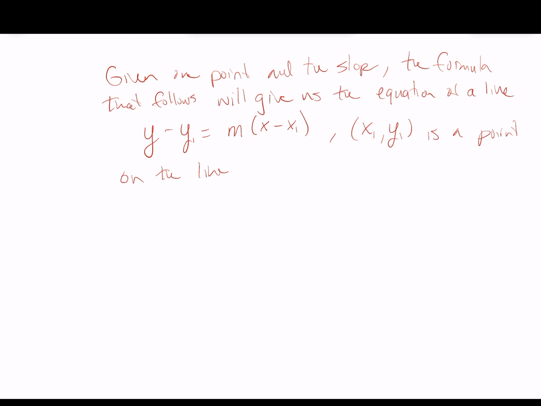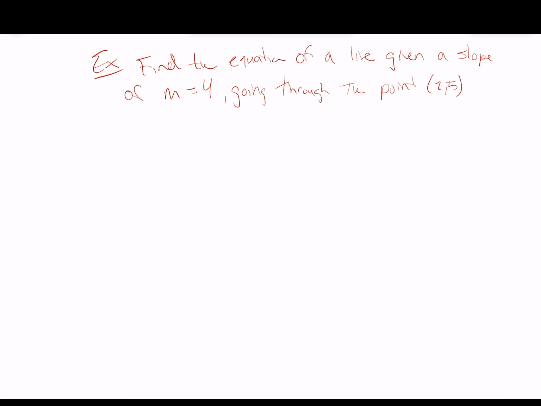So let's try an example where we will be finding the equation of a line given the slope and 1 point. In this example, we want to find the equation of a line given a slope of m equal to 4 going through the point 2, 5. Remember, our formula is y minus y1 is equal to m times x minus x1. So now we substitute the values of our point. So y minus 5 is equal to m is equal to 4, x minus 2, which is x1.